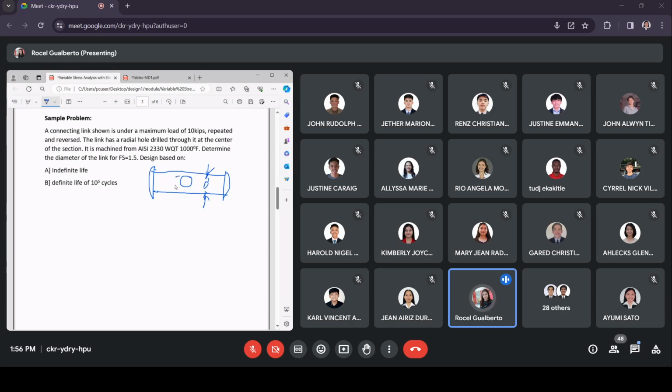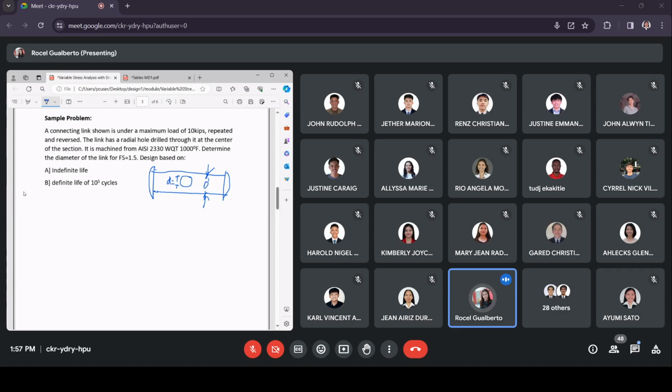Given this diameter of the hole equal to 1/8 of an inch. Any questions? None. Okay, so this is what we are looking for. What should be this diameter?